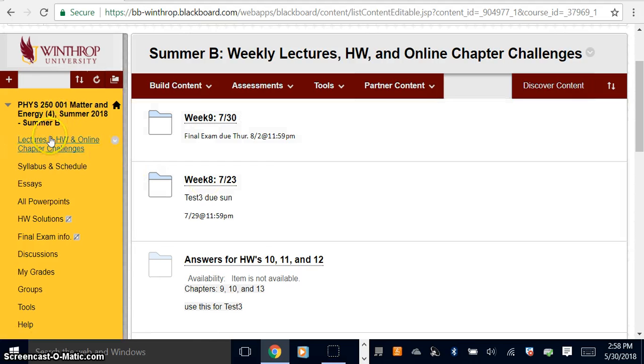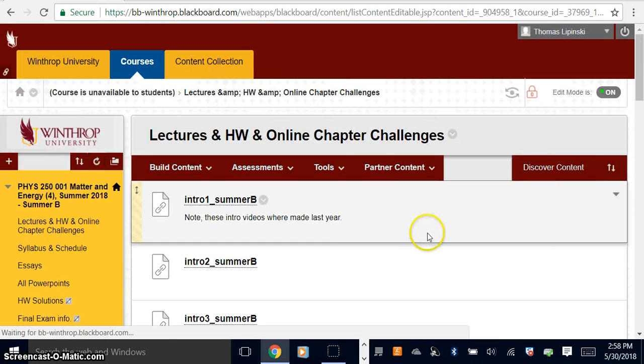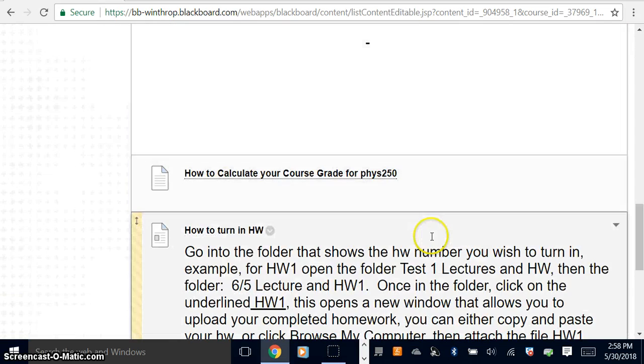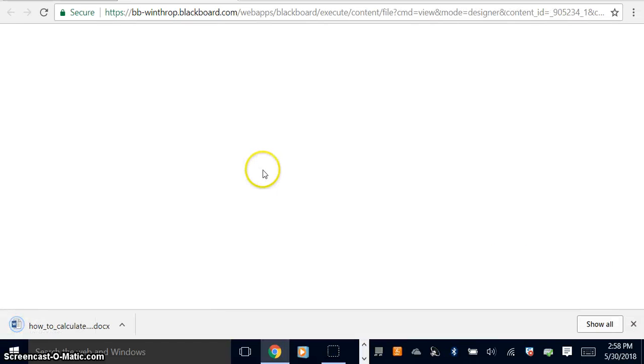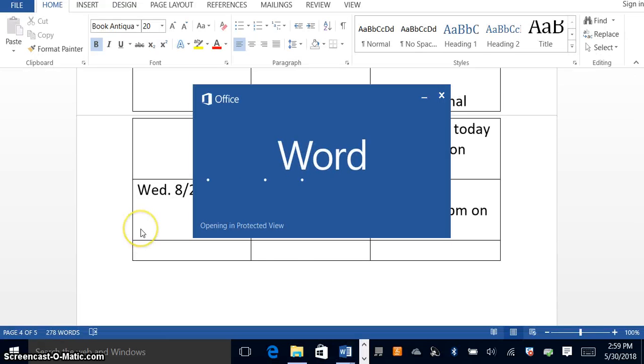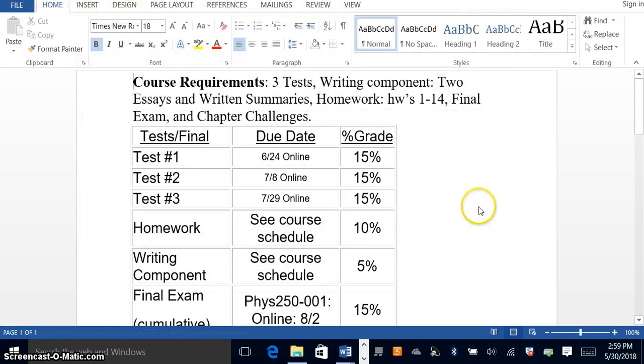And let's see, did I put that file in here? Let me take a look real quick. Down here below, oh yeah, it shows how to calculate your grade in this course. Well, let me open that up since I'm talking about it. All right, so there it is. It'll take a moment to open up. All right, so okay, this is a lot.